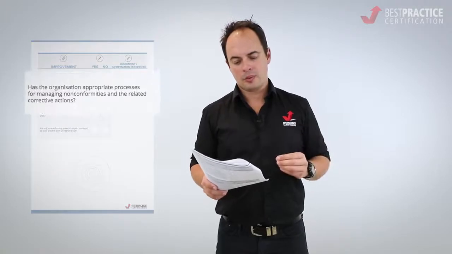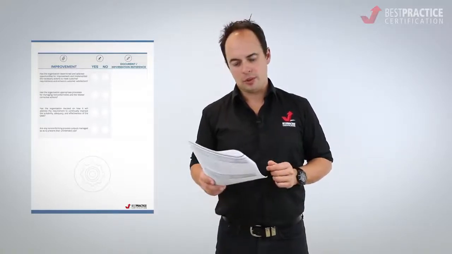Has the organisation appropriate processes for managing non-conformities and the related corrective actions? When things go wrong, do you have a process to identify they've gone wrong, fix them, document it, and then start to look in and investigate improvement opportunities?